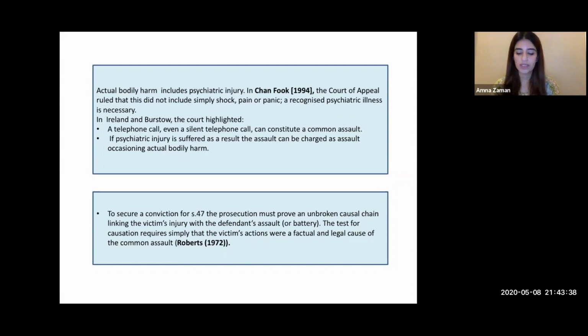So just the fact that there was common assault and the fact that with common assault there was actual bodily harm is not enough. You would have to prove that the assault caused the actual bodily harm or the assault resulted in actual bodily harm.